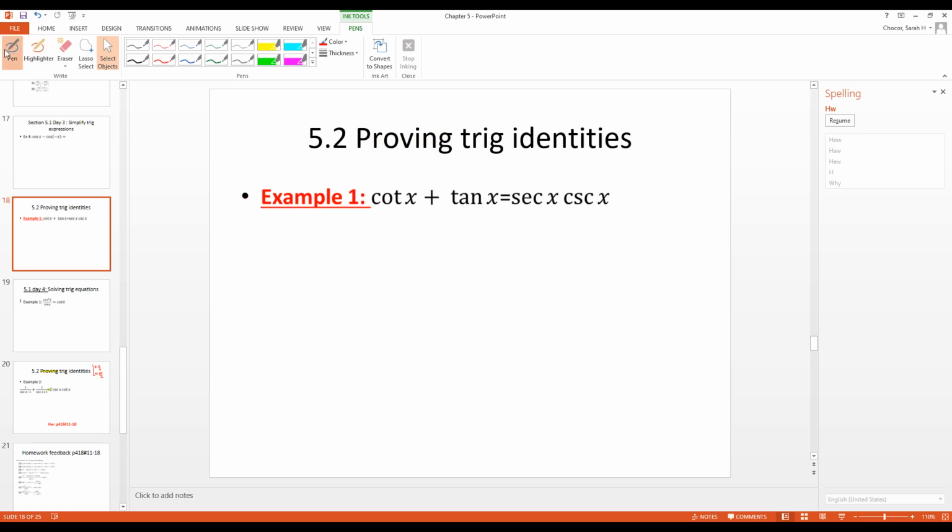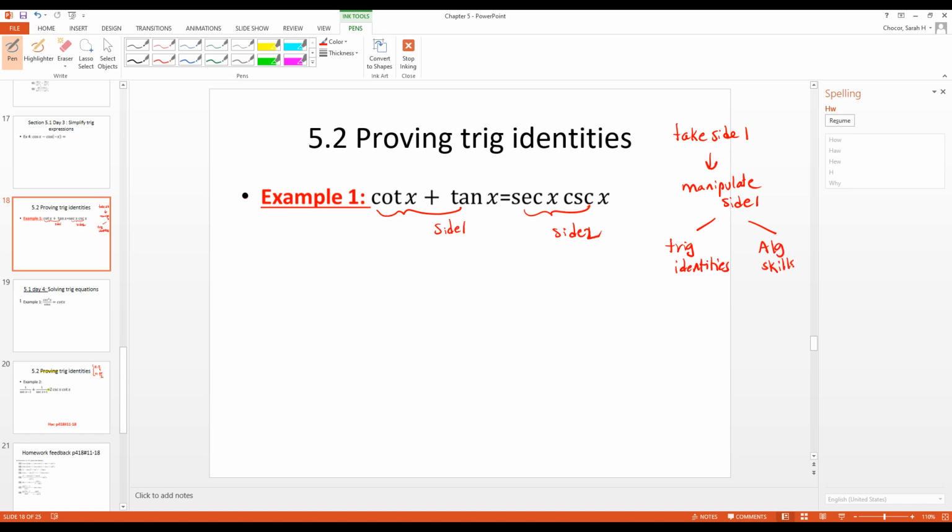And here are the common steps that we're going to do. So first of all, you're going to take one side of the equation. So I'm going to label them as side 1 and side 2. You're going to take side 1. You're going to manipulate side 1. How do you manipulate side 1? You're going to use two things. You're going to use the trig identities and you're going to use your algebra skills.